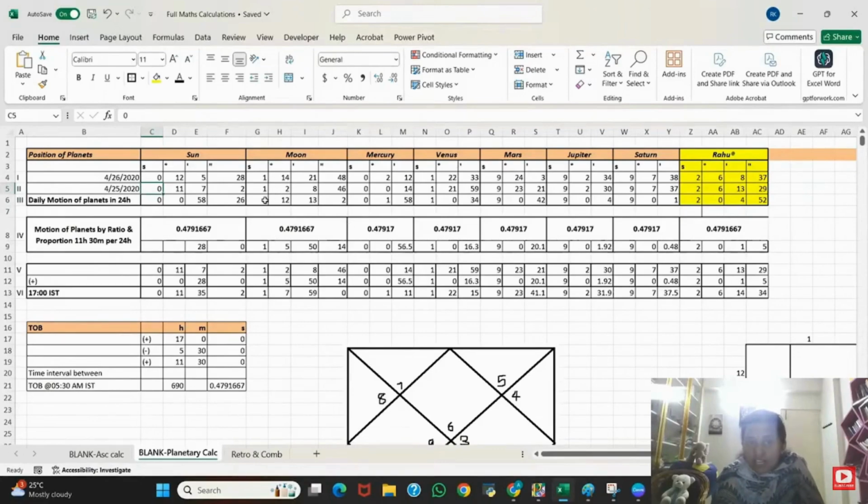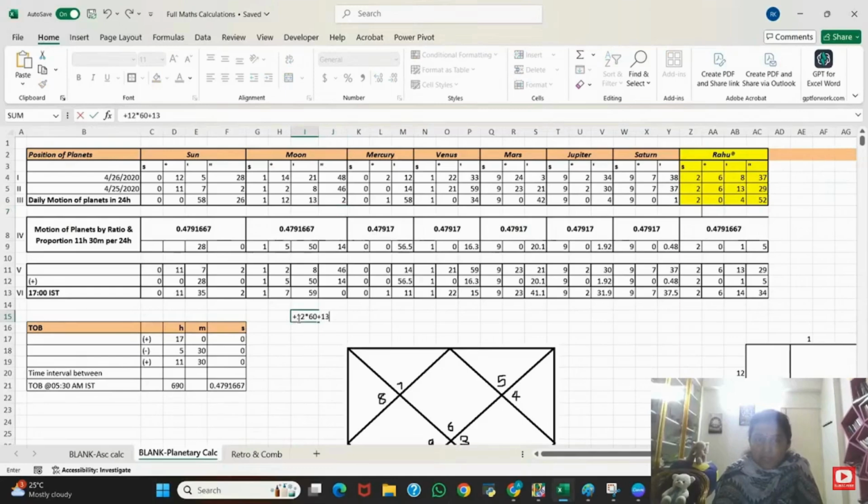So for the moon, as I was discussing, 12 degrees 13 minutes 2 seconds was the daily motion. Now I have to convert everything to minutes here. So 12 into 60 plus 13 plus 2 by 60, because I've converted everything into minutes. One degree is equal to 60 minutes as per this. Then here it is 13 minutes and here 2 seconds. When I convert everything, I arrive at 733.